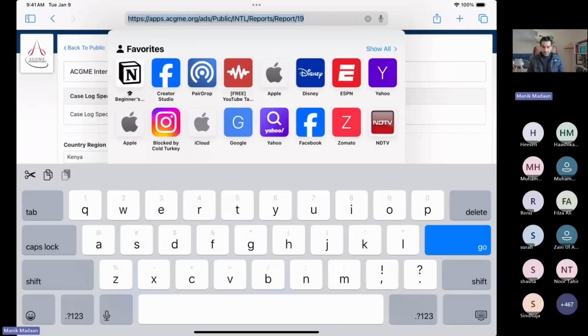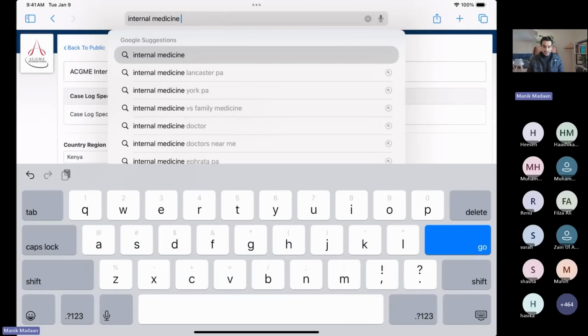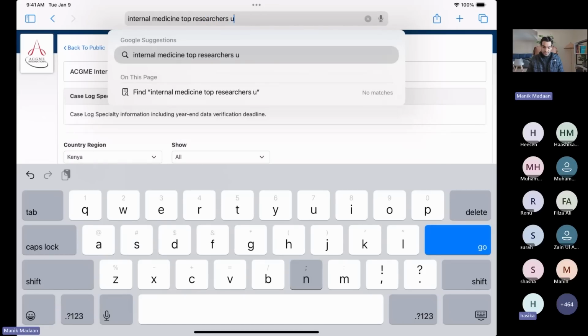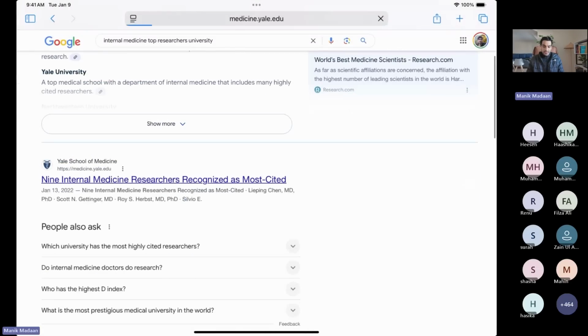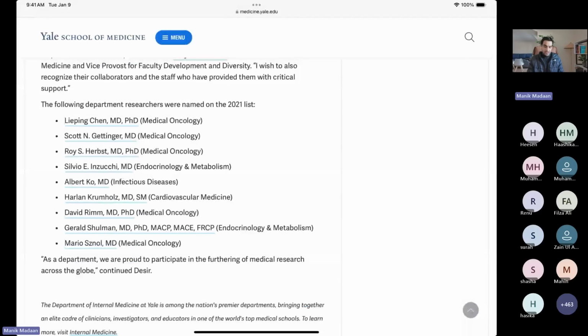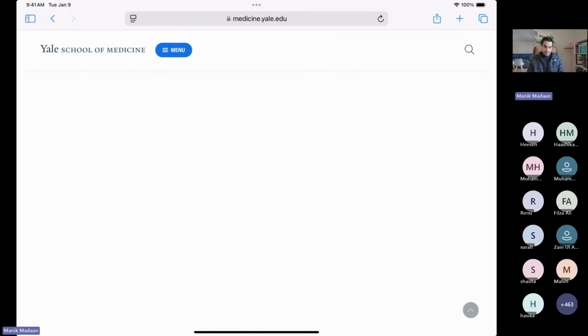For example, if I am in internal medicine and I want a research position, right? Internal medicine, top researchers, university. Again, this is brute forcing in many ways. So I can go to Lipin Chen in Yale School of Medicine. Now I just opened him. Let me try this. Maybe Yale work. I don't know what's the issue.